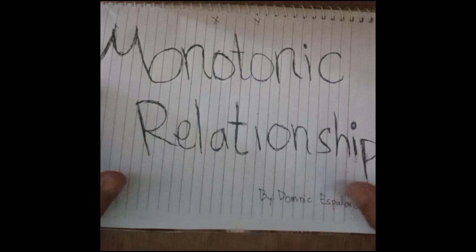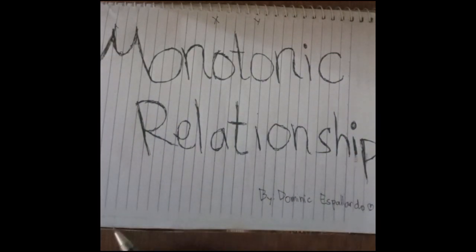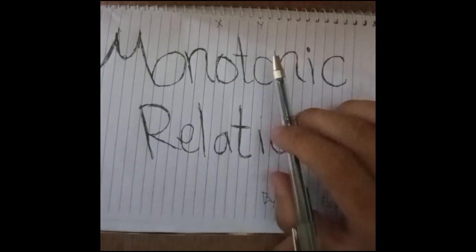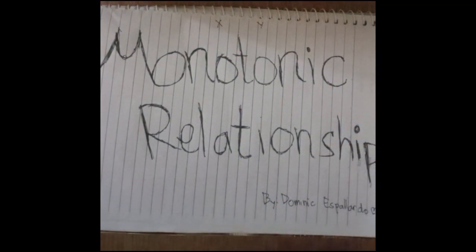Now, what is a monotonic relationship? A monotonic relationship is a relationship between two variables. We can call those two variables variable x and variable y. Two variables are positive monotonic to each other if variable x is increasing and variable y is consistently increasing also.